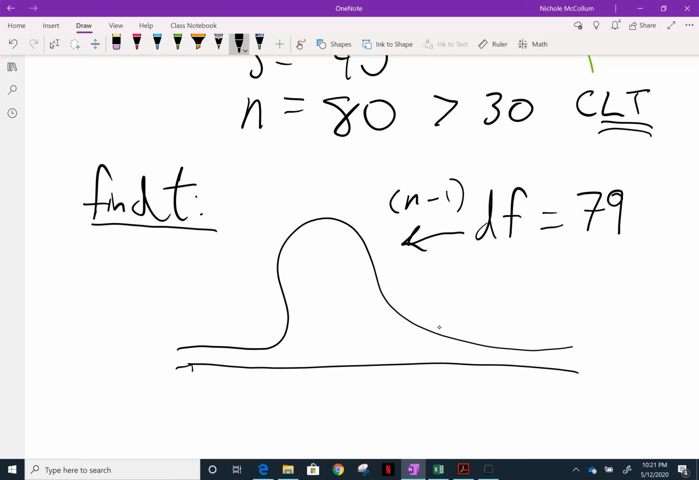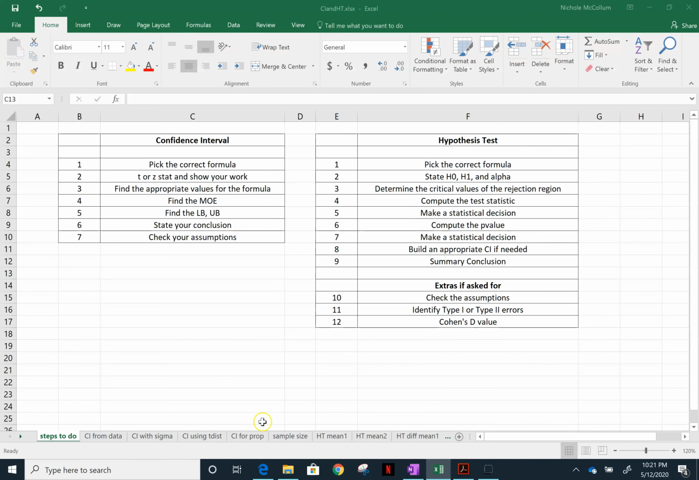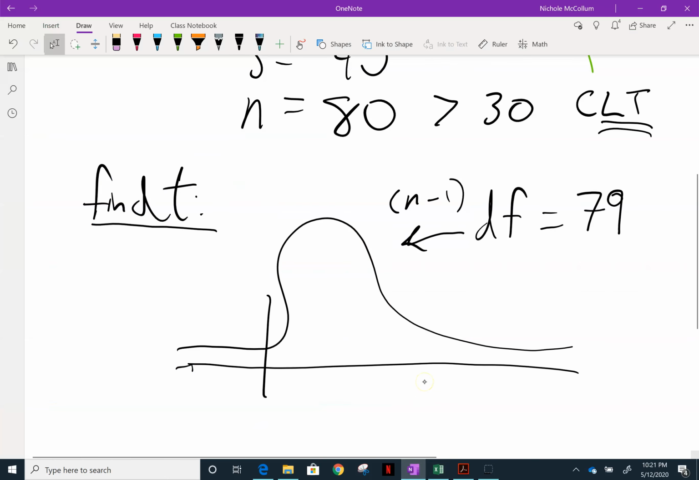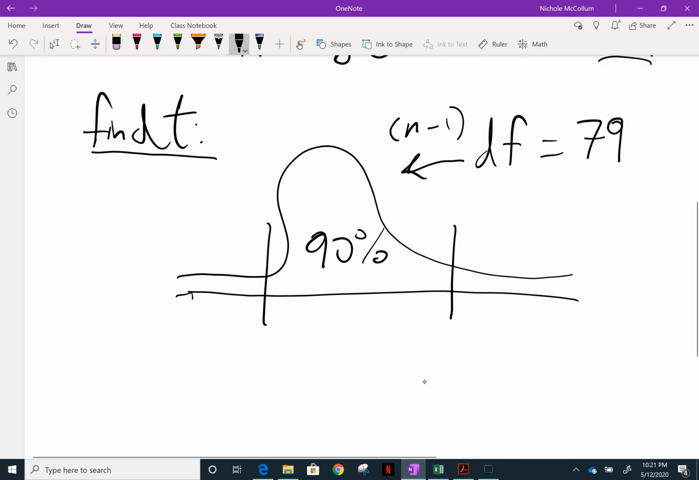From here, now think about it. What do I want to build? Let me go back to my question. I want to build the 90% confidence interval. So a 90% confidence interval looks like this. 90% is inside. Just like the previous confidence intervals and just like every confidence interval, this is the value you want: the bar that represents the cutoff for the middle 90%. How does one find that? Well, you need to know what T curve you have, and you have it. Degrees of freedom, 79. Now we need to find this T value.